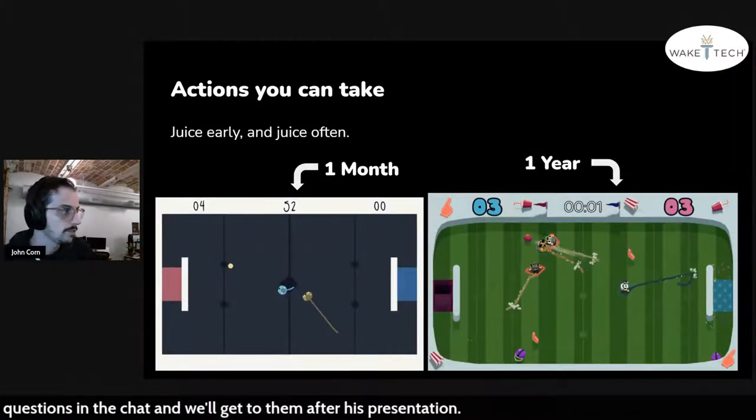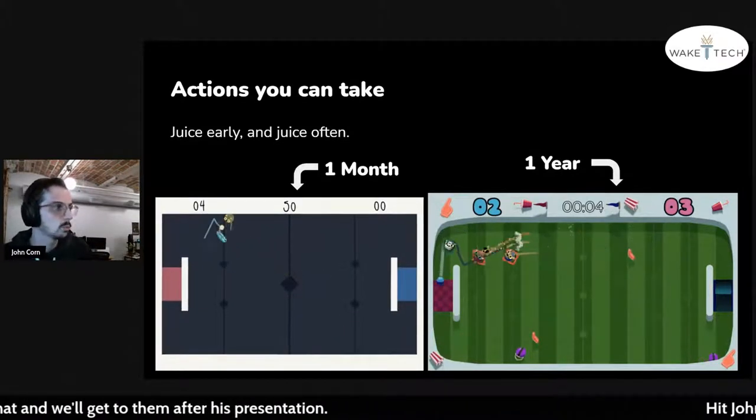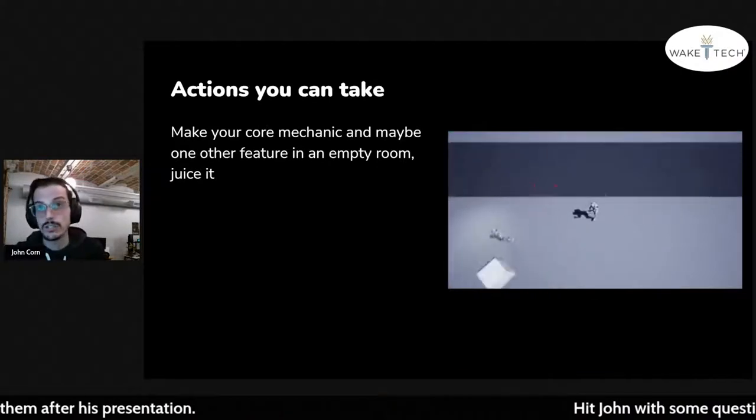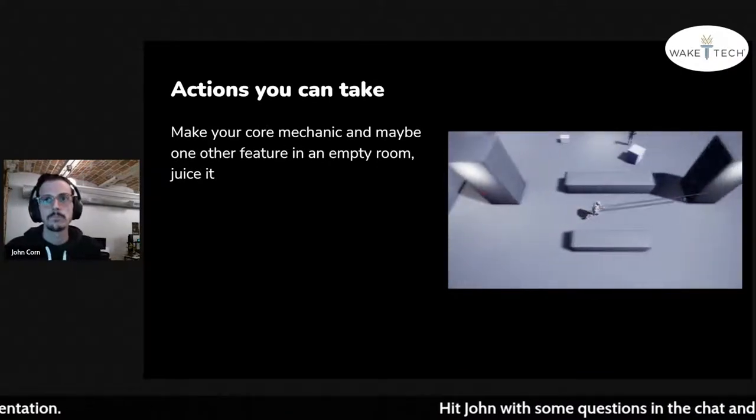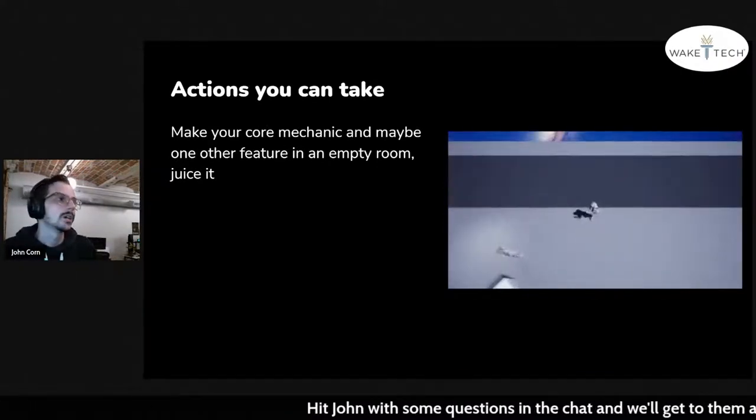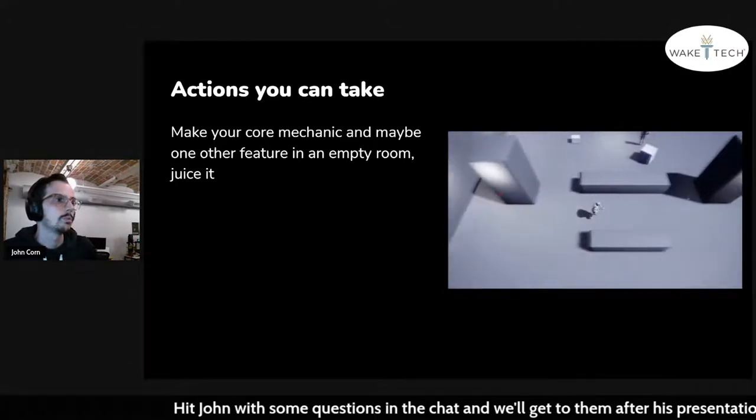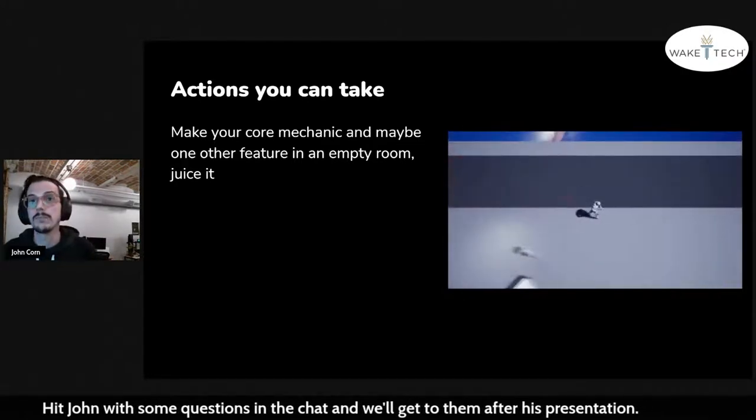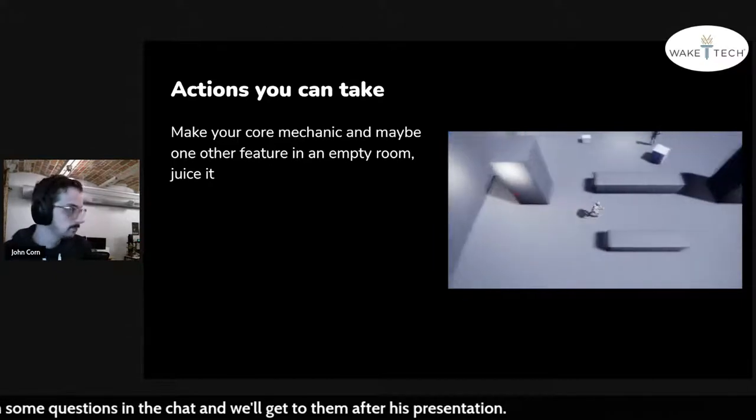There's core feature and just white box. And it's interesting. So we know we have good game feel. And going forwards, we know the final version of the game will also have good game feel.